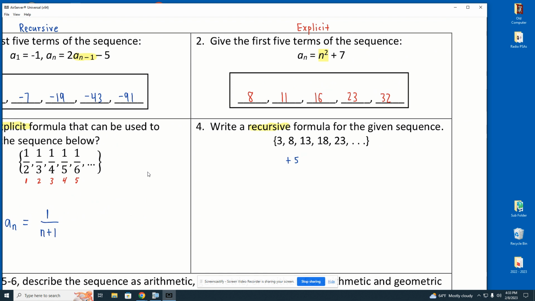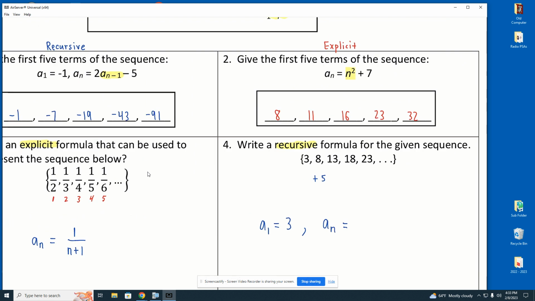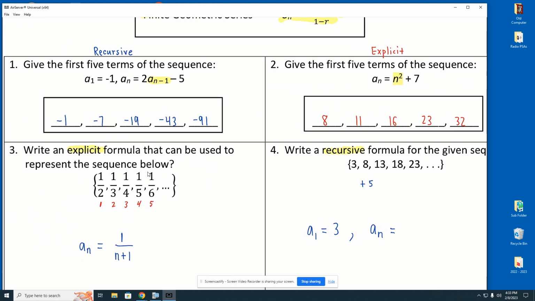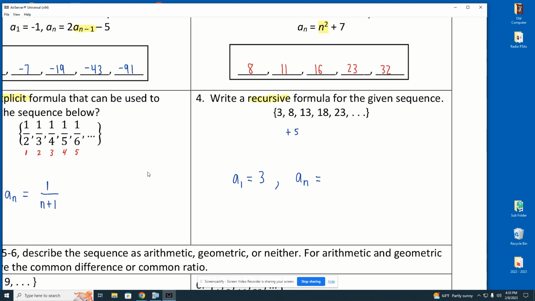So remember how we write our recursive rule. And please remember this, because this is missed very often on the test, and it shouldn't be. First, you have to tell them their first term. A sub 1 equals 3. Then you can write an equation, a sub n equals, and remember from this very first problem what has to be in a recursive formula? You have to call on the previous term, a sub n minus 1. And then what change was happening every time? It was adding 5.